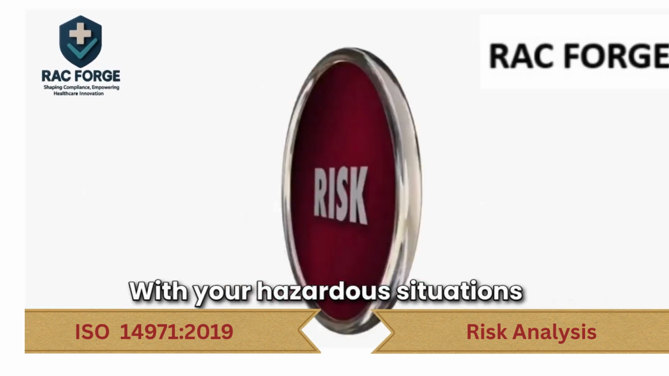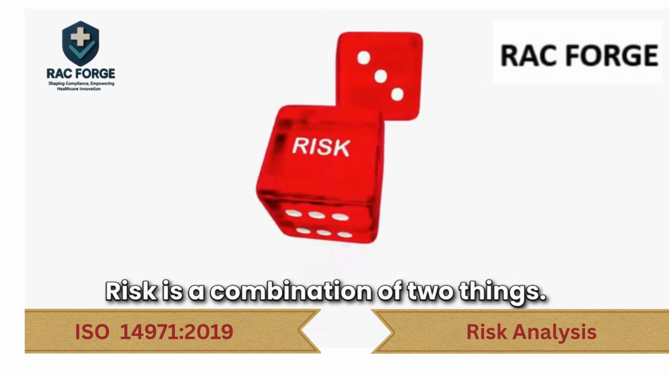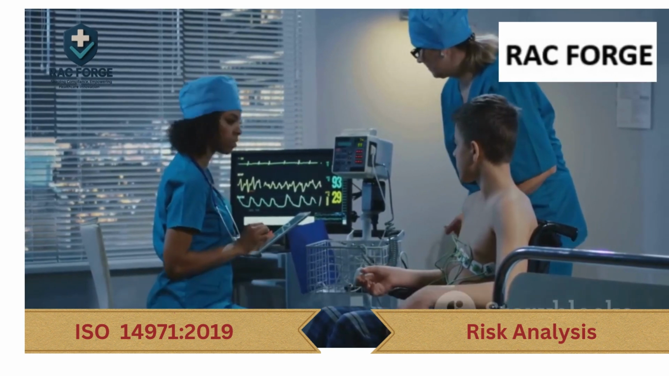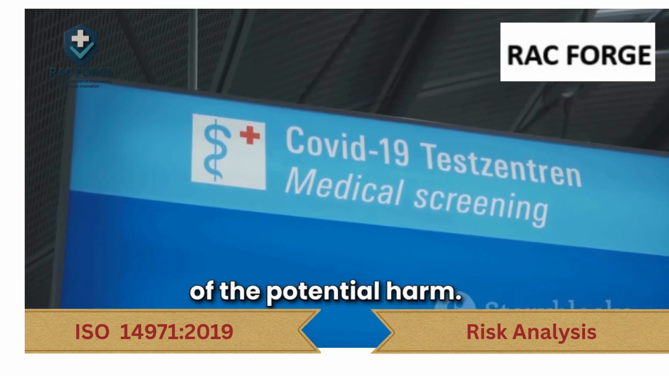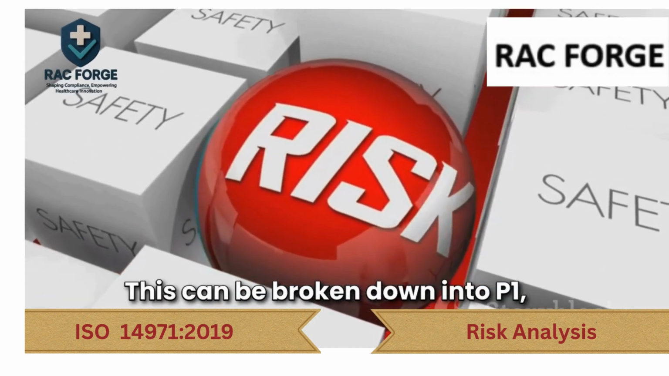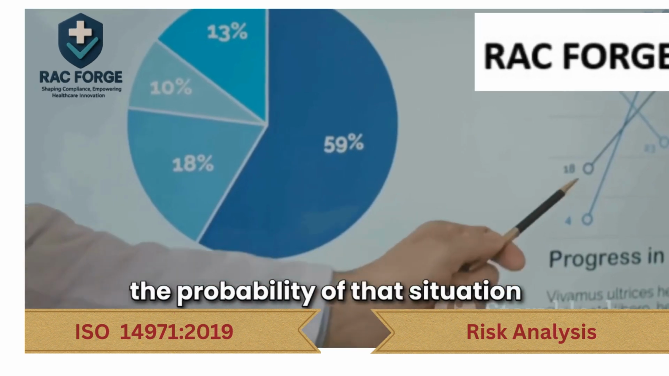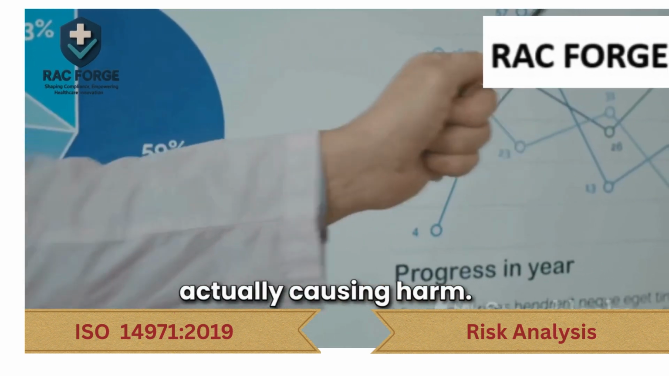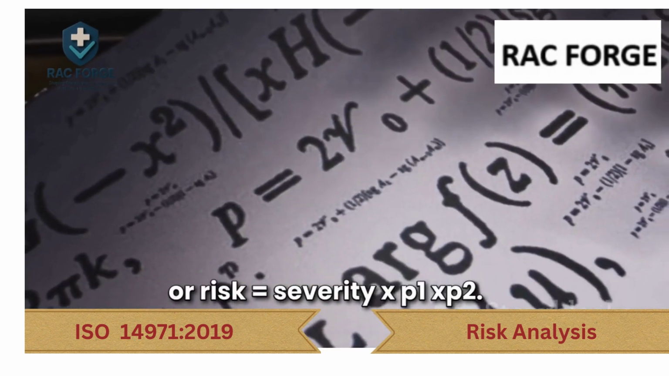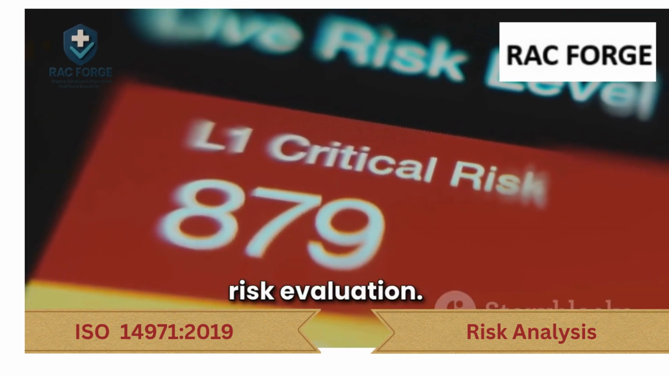With your hazardous situations identified, it's time for step 4. Estimate the risk. Risk is a combination of two things: how severe the potential harm is and the probability of that harm actually occurring. First, estimate the severity of the potential harm. Next, estimate the probability of that harm occurring. This can be broken down into P1, the probability of the hazardous situation happening, and P2, the probability of that situation actually causing harm. Risk equals severity times the probability of occurrence, or risk equals severity × P1 × P2. This leads us to step 5, risk evaluation.